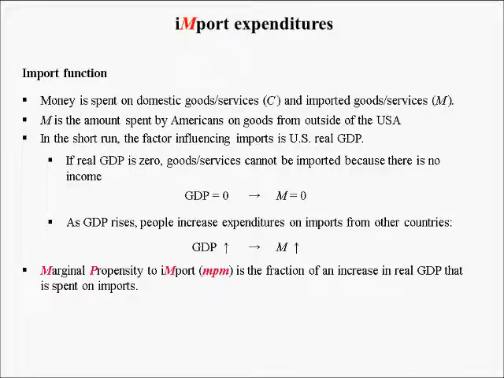So the marginal propensity to import, the MPM, remember M stands for import. The marginal propensity to import is the fraction of an increase in real GDP that is spent on imports. In other words, it's the slope of this import function. So the import function is very simple. It's just the dollar value of imports equal to the marginal propensity to import times the real GDP.